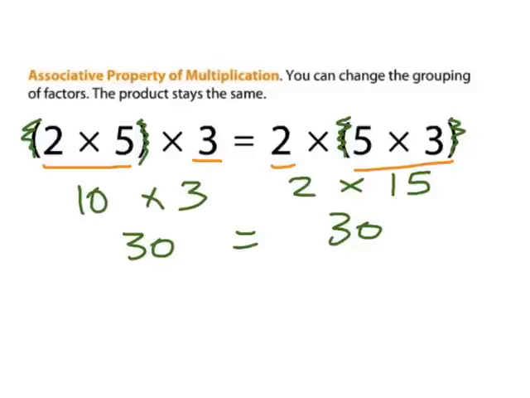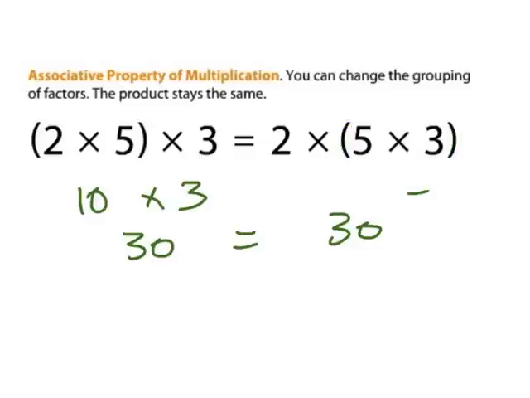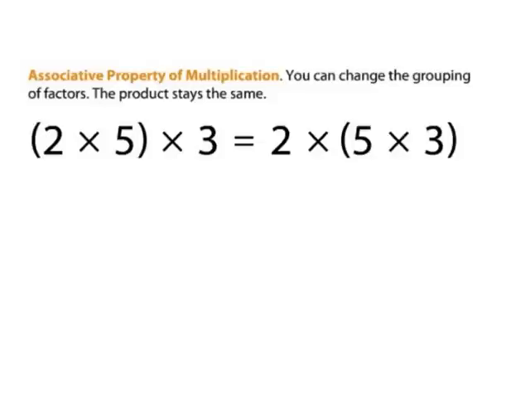What I would like you to do right now is go ahead and pause the screencast and copy down the associative property of multiplication. Be sure to underline associative property of multiplication, and be sure to make sure you write your example in the notebook.